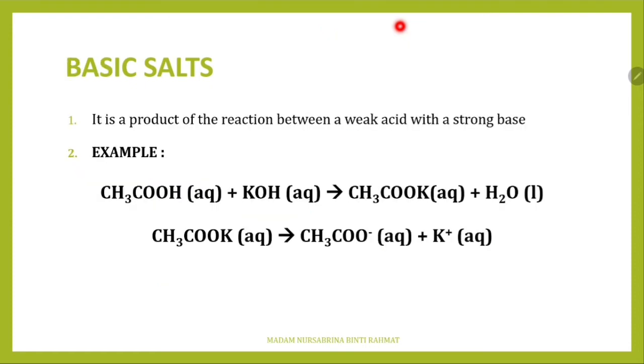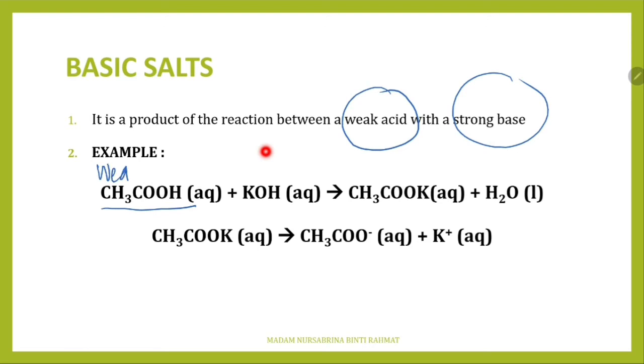Alright. So let's now talk about basic salts. Basic means the strong one is your strong base, so it's a combination of a weak acid with a strong base. For example, here we have ethanoic acid, which is your weak acid. Any organic acid is a weak acid. And then we have this hydroxide of group 1, so this is your strong base. So you're going to form potassium ethanoate salt and water.